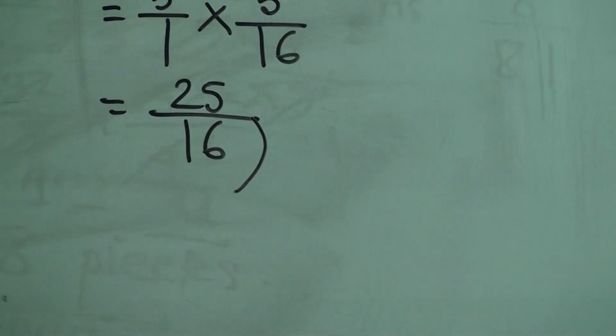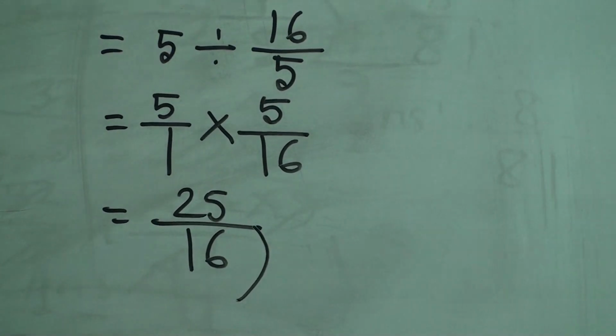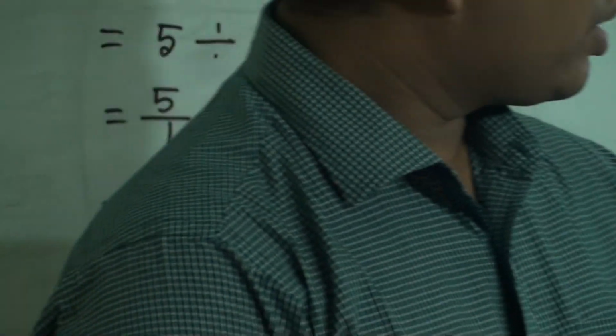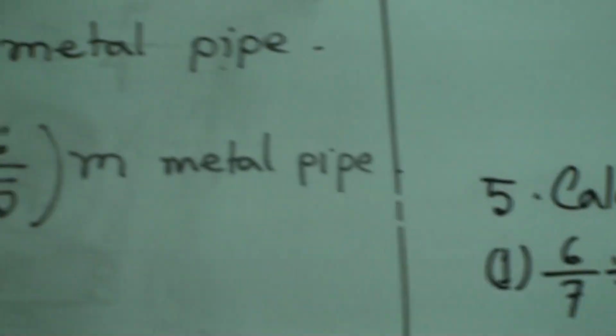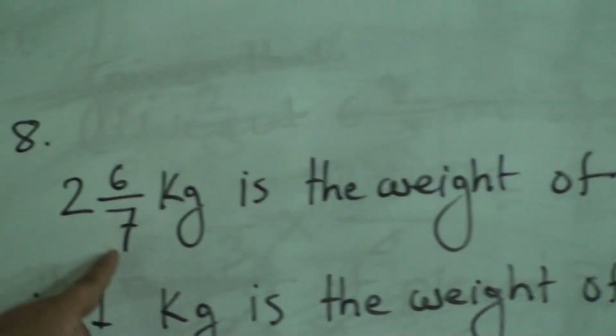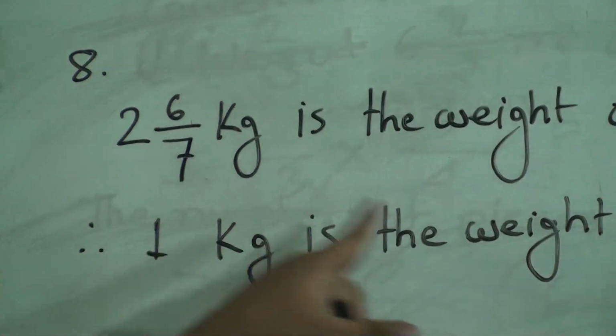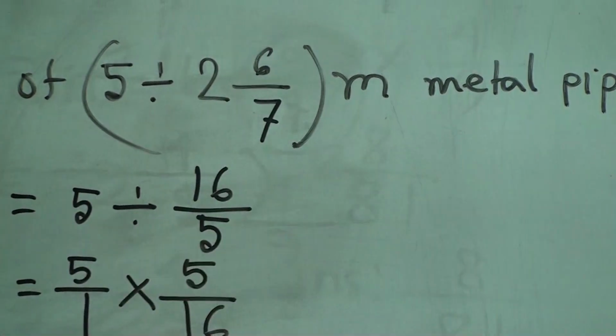Dear student, there is a mistake. Can you understand which one? Yes, here you notice 2 into 6 by 7, but I wrote here 2 into 6 by 5. So please make it 7. 2 into 6 by 7. Okay, so here it will be 6 by 7.